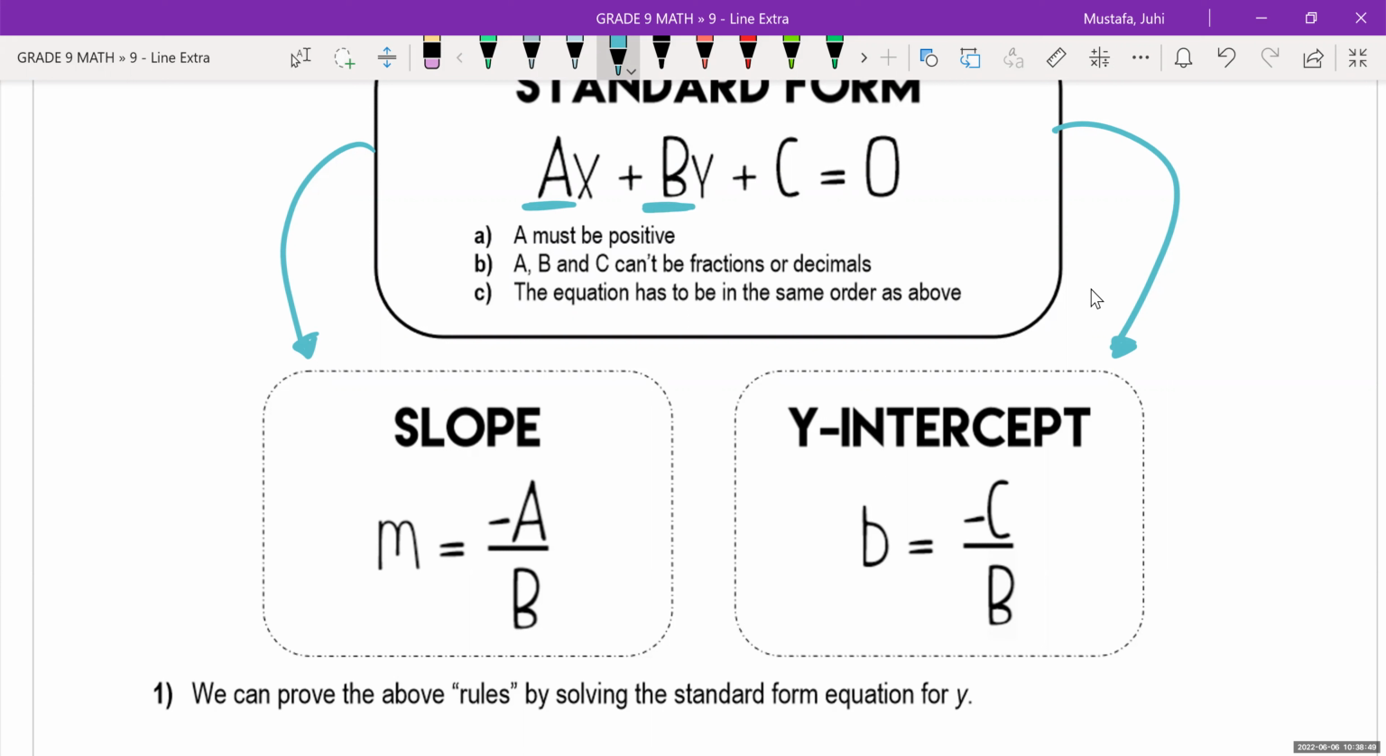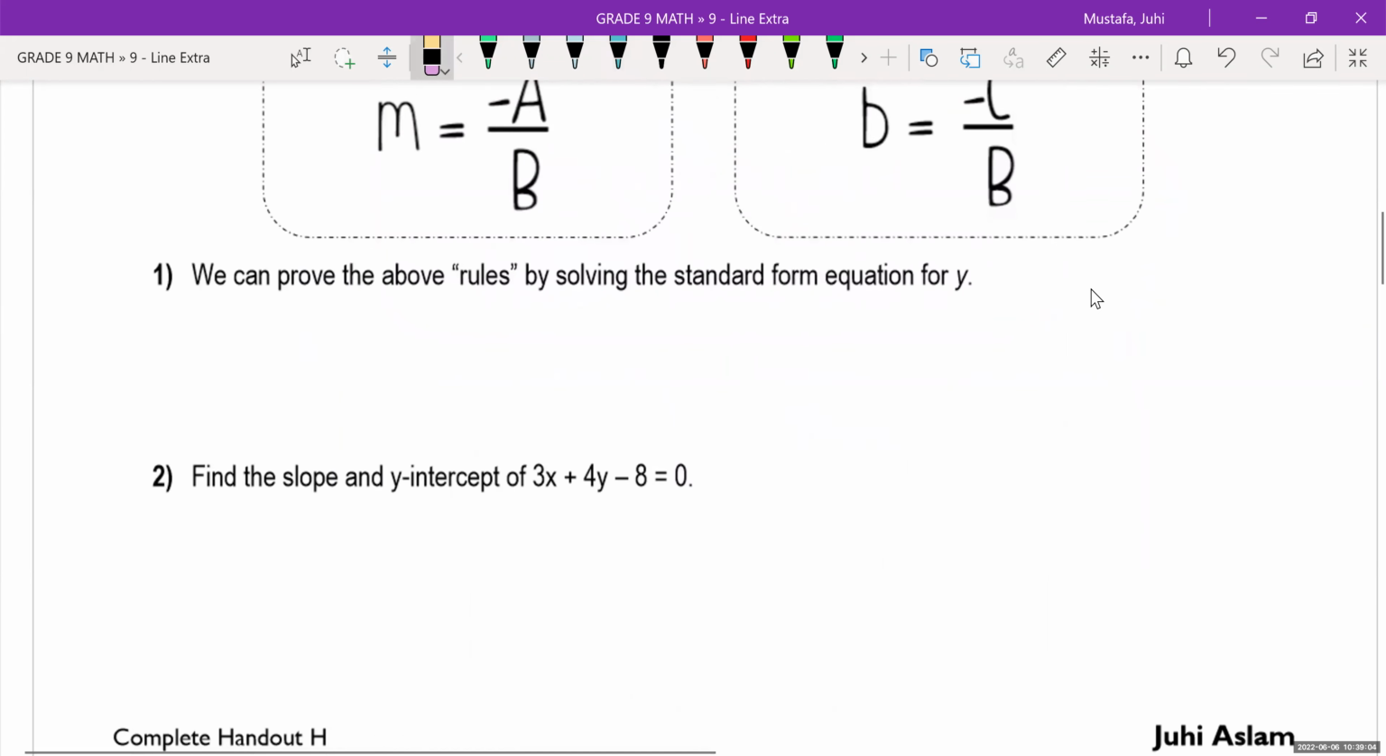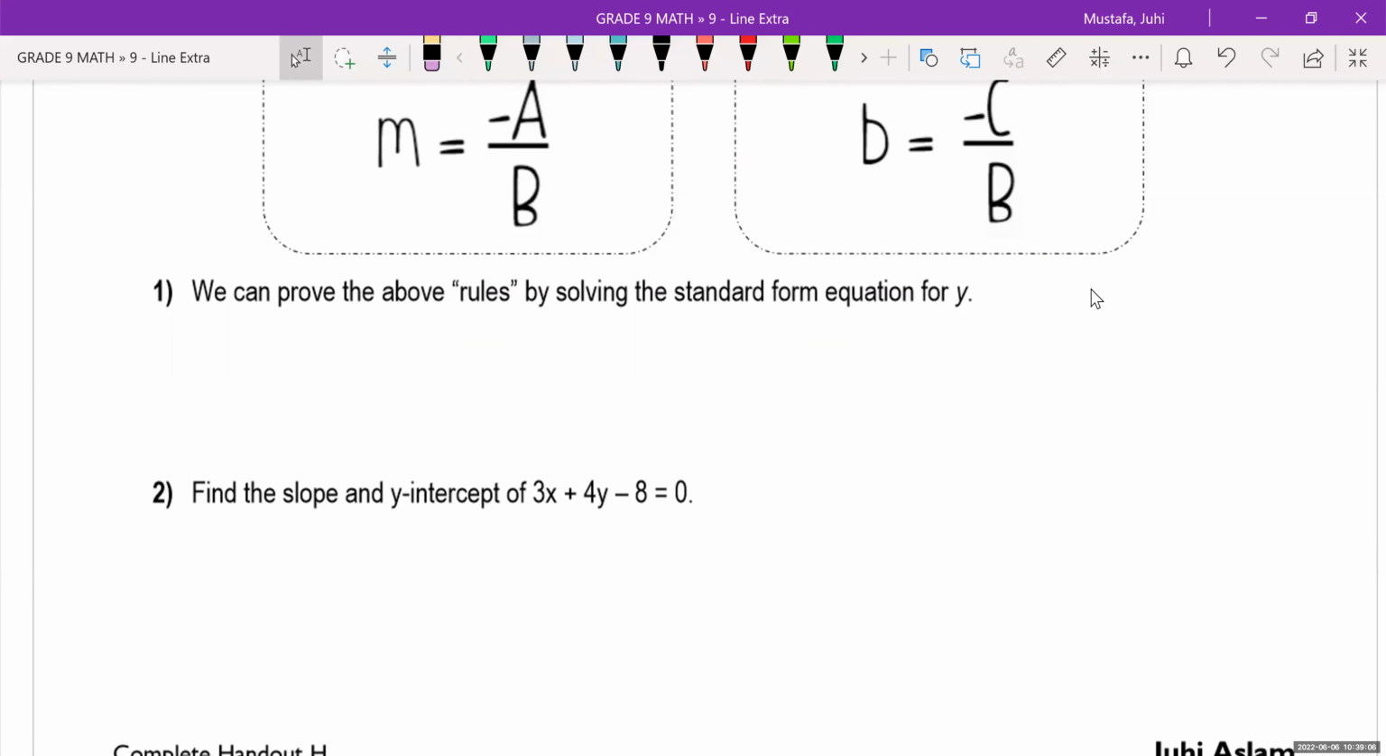And then to figure out the y-intercept, the equation is b is equal to negative C over B. Right now, this is probably all very confusing, but like I said, once we get into practice questions, it'll make a lot of sense. So let's try question number 1. It says, we can prove the above rules by solving the standard form equation for y. I'm going to actually skip that. I don't want to do that right now. It's kind of confusing. Let's go on to question number 2.